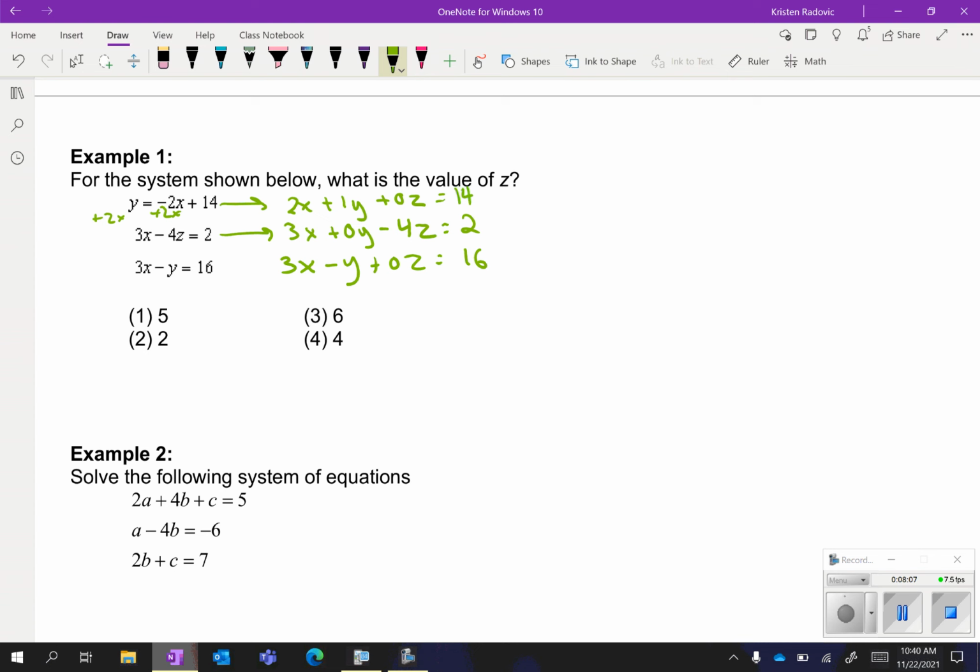You never want to set these equal to 0. You're going to create your matrix with just the coefficients 2, 1, 0, 14. 3, 0, -4, 2. 3, -1, 0, 16. And you are going to put it in the calculator.